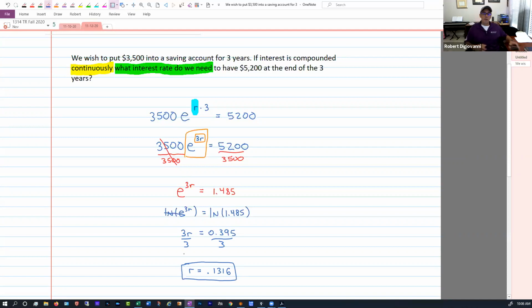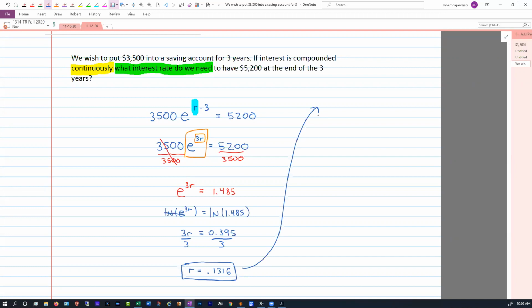Okay. Everyone understand that? Are there any questions? This is our answer, right? This is the interest rate we need. So we need an interest rate of 0.1316. Who's going to tell me what that really means? Who wants to tell me what that means? Because it's a decimal, right? But we're trying to find our interest rate.